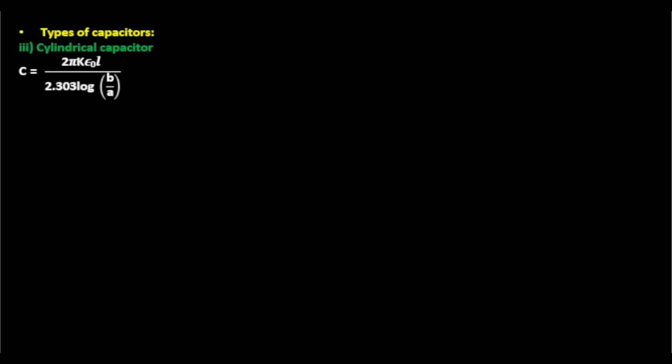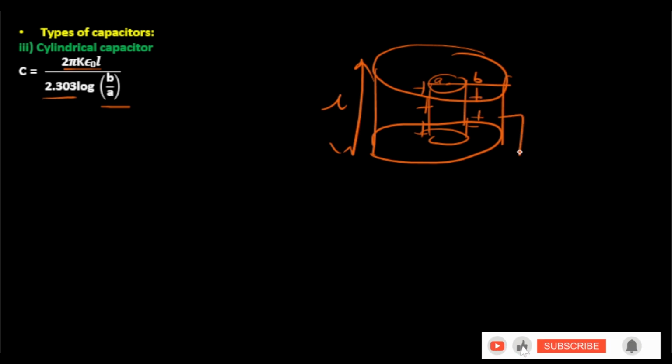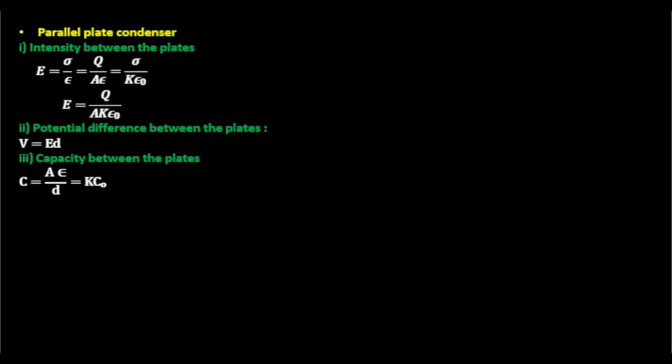Cylindrical capacitor C is equal to 2 pi K epsilon naught L divided by 2.303 log B by A. So this will be cylindrical. One cylinder inside and one cylinder outside. Don't mind about the drawing, sorry for that. This distance is A and this distance is B, radius basically, and this is length L over here, with positive charges, and the outer one is grounded basically. So this is a cylindrical capacitor.